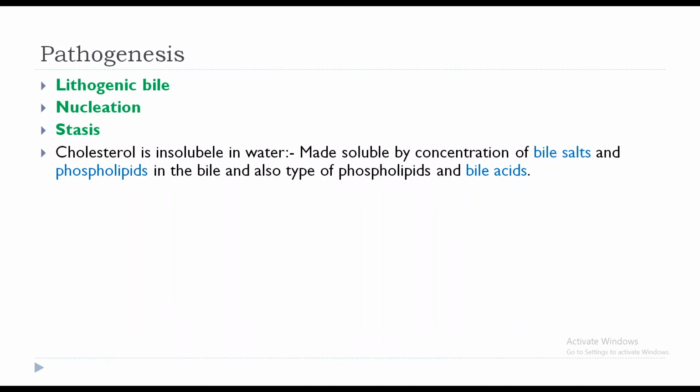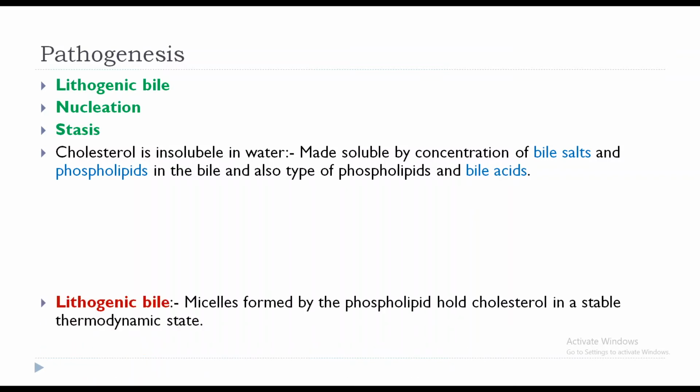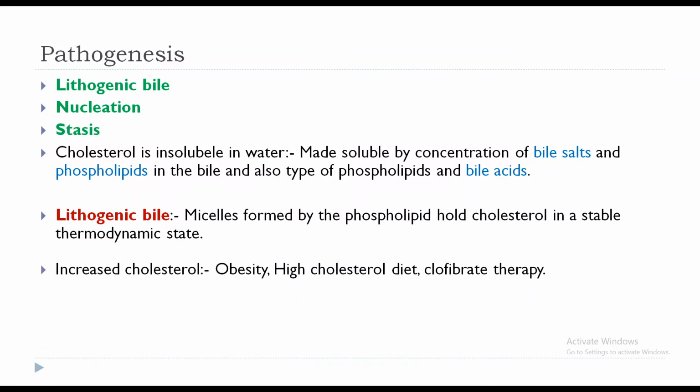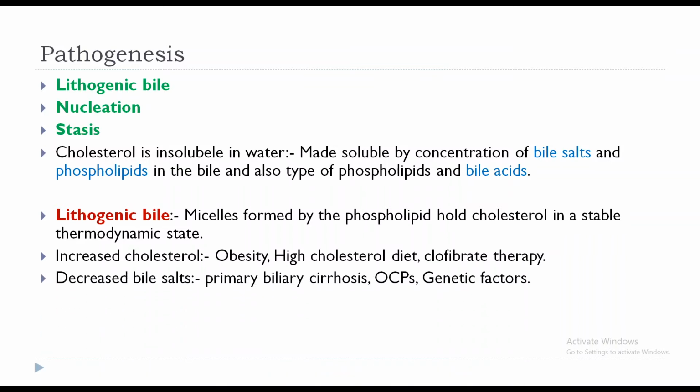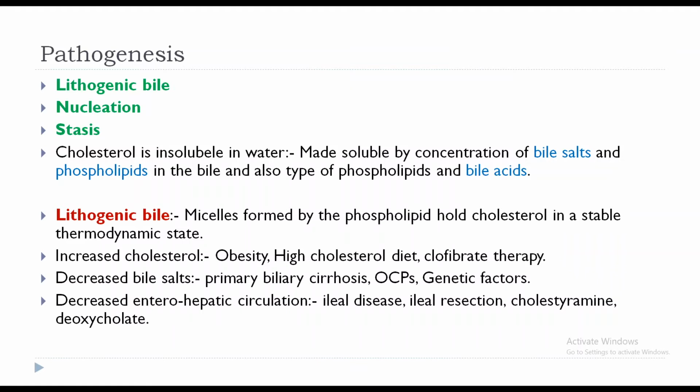Cholesterol is insoluble in water. It is made soluble by the concentration of bile salt and the phospholipids in the bile, and also the type of phospholipid in the bile acids. Now, what is lithogenic bile? Normally, micelles formed by the phospholipid hold the cholesterol in a stable thermodynamic state, but when there is disturbance in this, the bile becomes lithogenic. It can happen where there is increased cholesterol, like obesity, high cholesterol diet, and fibrate therapy, or decreased bile salts like primary biliary cirrhosis, OCPs, and genetic factors. Decreased enterohepatic circulation can also lead to lithogenic bile, like ileal disease, ileal resection, cholestyramine, and deoxycholate.